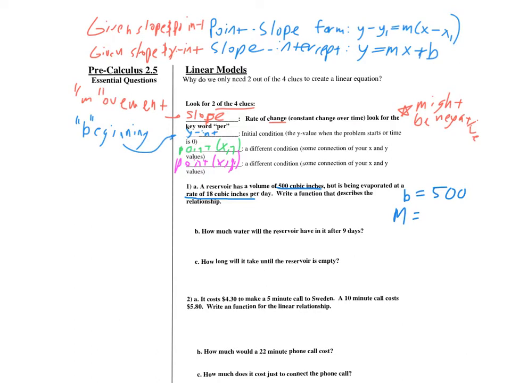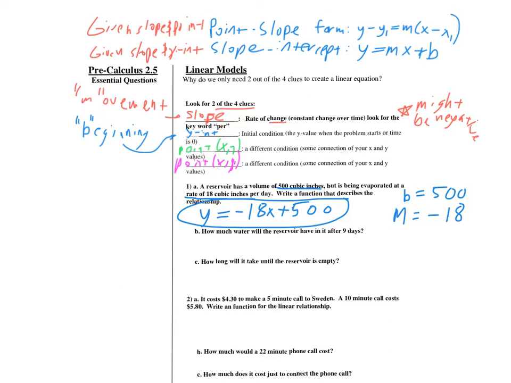What I'm thinking there then is that, like we said here, the slope might be negative. And in this case, I would say it is, because we are losing water along the way. We are losing 18 inches of water, so that to me means a negative slope. I have the slope and the y-intercept, so I'm going to use the slope-intercept form, nice and easy here. So y equals negative 18x plus 500.